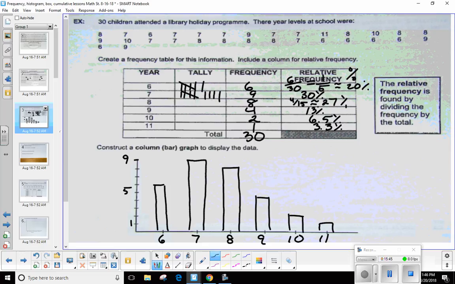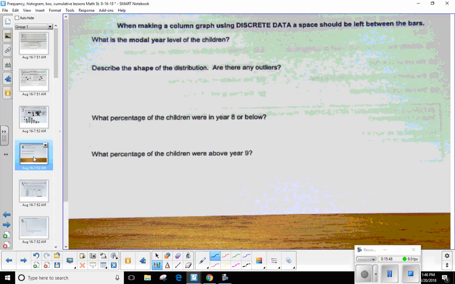Now, when making a column graph using discrete data, a space should be left between the bars, because it's not continuous. Here we don't have a portion. We're just looking at the exact number of years. If it was continuous, that's where you get a histogram, because you can get any portional value as we go through. But let's go ahead and answer some questions based on what we see here.